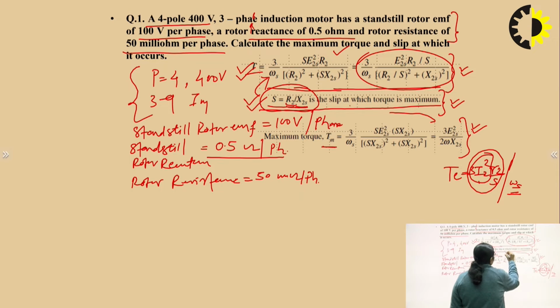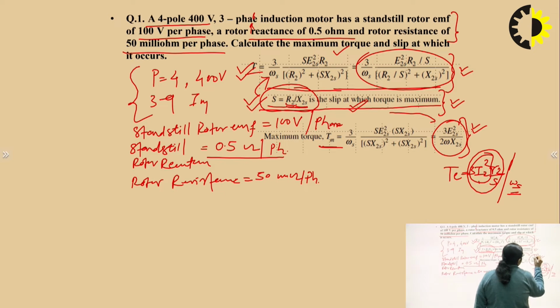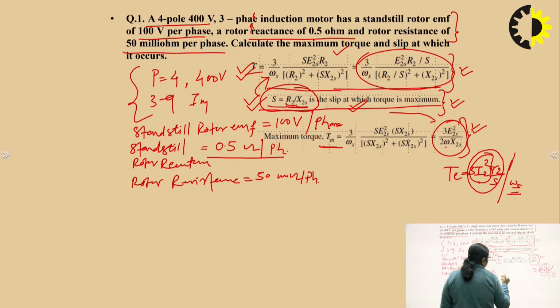So proceeding and simplifying the equation with the given condition of S equals R2 by X2S, you will get the equation of maximum torque developed by the motor as thrice E2S square upon twice omega S X2S, right? So what is E2S? Now let us substitute the values over here. So it is thrice E2S square.